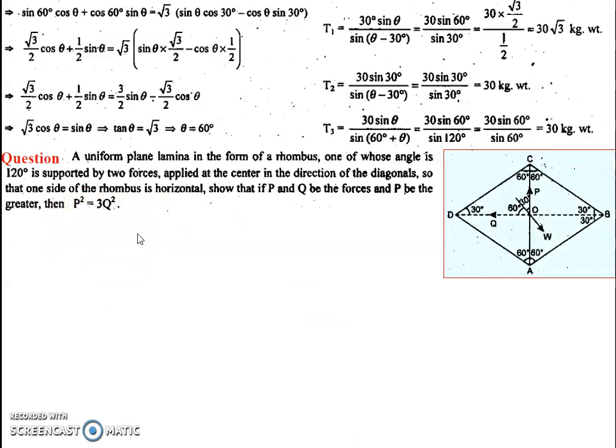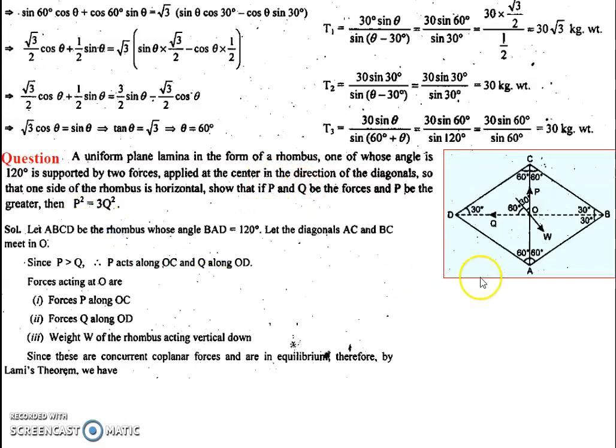So I have a plane lamina in the form of a rhombus, A, B, C, D, and the forces P and Q applied, where P is greater than Q. Now we show that P square is equal to 3 Q square. So this is our lamina. This angle is 60 and 60, 30 and 30, and this angle is 60 and 60.